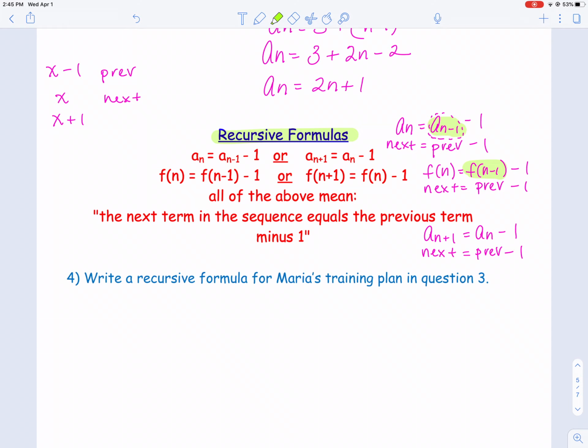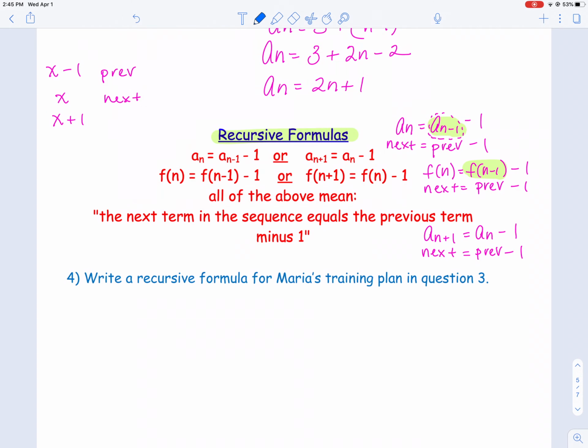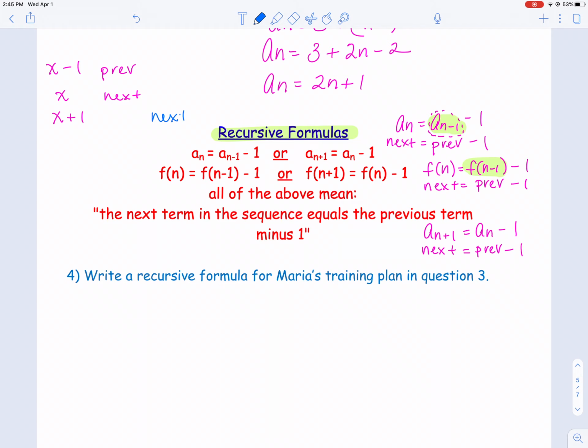That's all they mean when you see this a sub n minus 1 or f of n minus 1. It's the previous term. But let's say this was the next term, x plus 1. Then this would be noted as the previous term. So that's what they're showing you when you see it this way. Oh, a sub n is the previous, and a sub n plus 1 is the next. So hopefully everybody is understanding that.